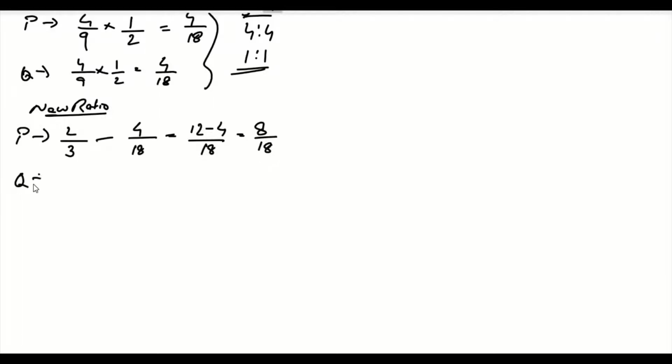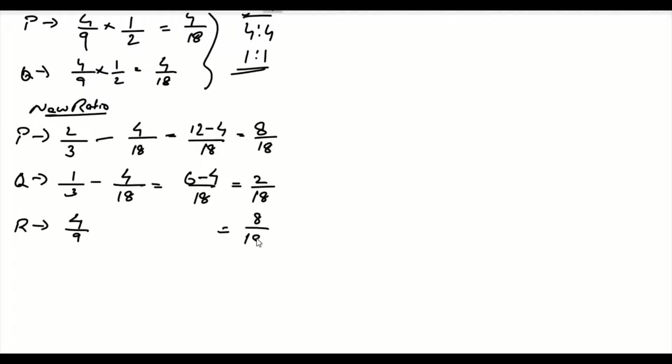And then we have Q. His original share is 1/3 and he sacrificed 4/18, which will give 6 minus 4 over 18, that is equal to 2/18. Then we have R, whose share is already given in the question, which is 4/9. If we want to keep the same denominator, it's going to be 8/18.